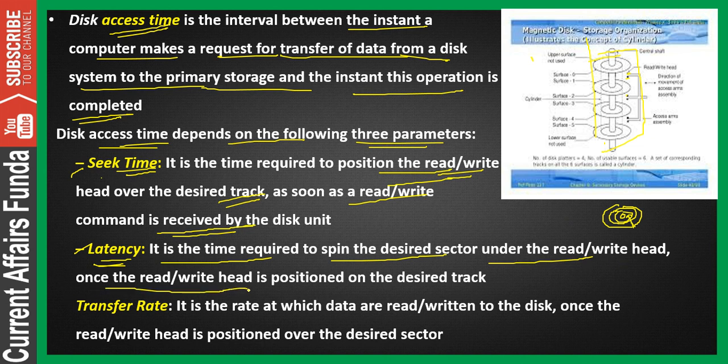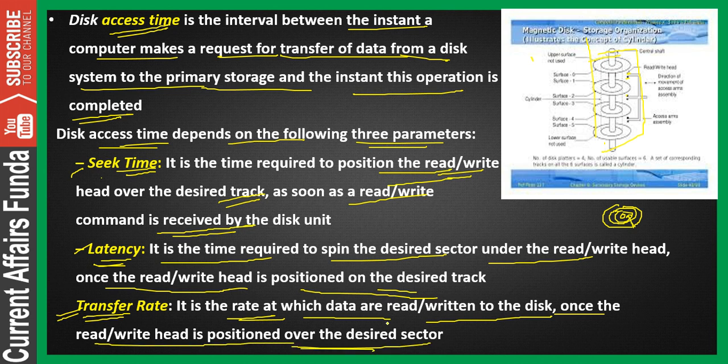Once the read write head is positioned on the desired track, okay, transfer rate. What is the transfer rate? It is the rate at which data is read or written to the disk once the read or write head is positioned over the track. How much data will be transferred from secondary storage to your screen or your output device? This is called the transfer rate. If it takes 80 KB per second, it means 80 KB of data is transferring from the secondary storage device to your primary memory or somewhere else. This is called the transfer rate.